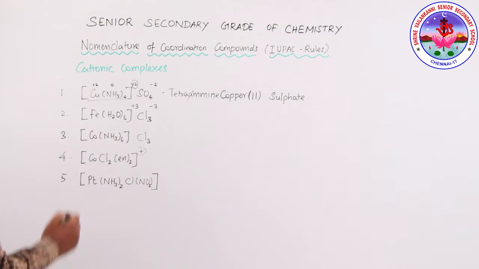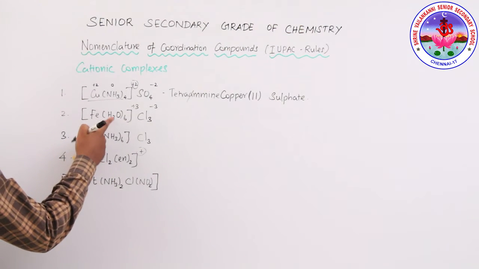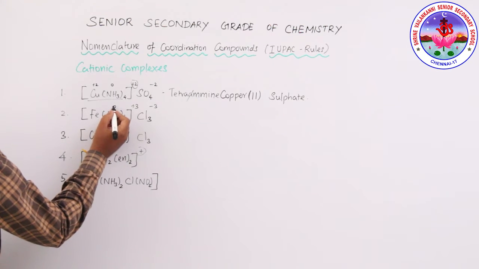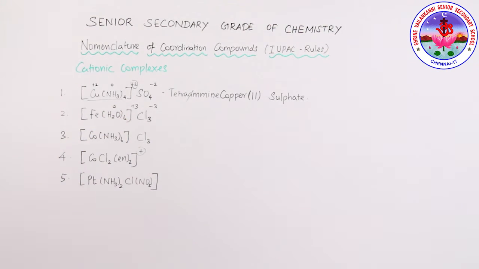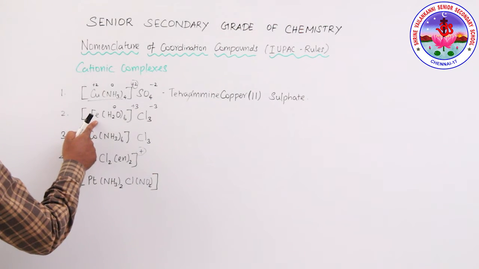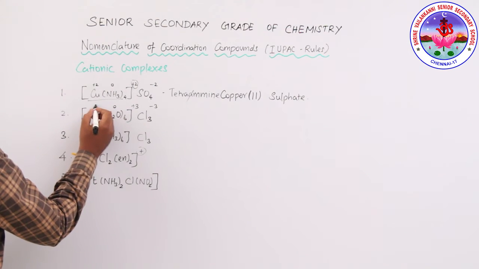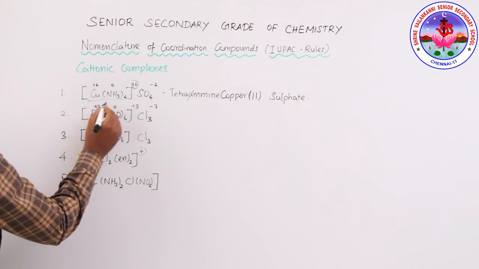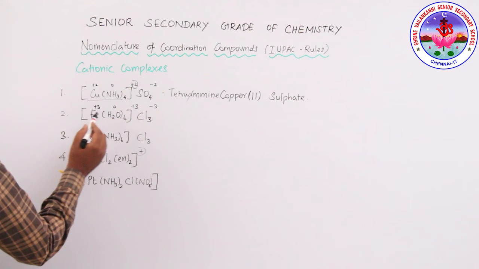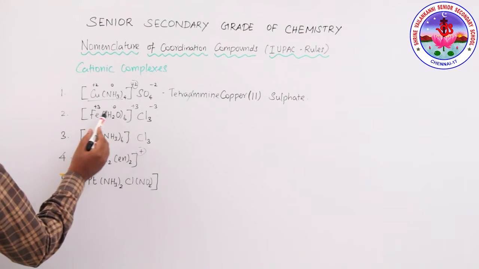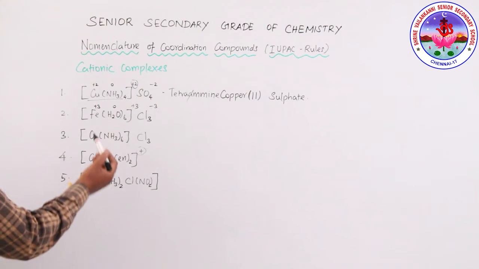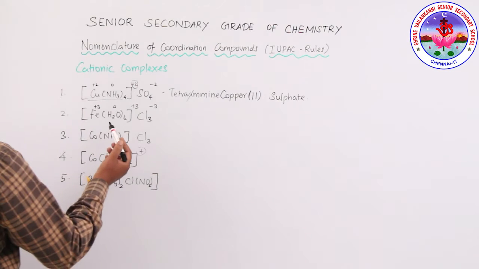Now here, aqua, the water, is a neutral ligand, so the charge is 0. Then this Fe ion should be what? Definitely it will become +3, because the whole charge of the complex and the metal charge should be equal. Here this is +3 and the complex also has +3 charge. Now it is satisfied. Now naming it.